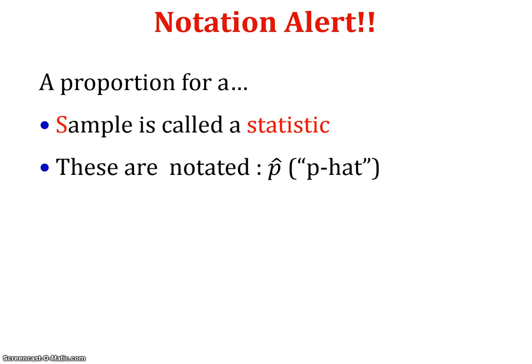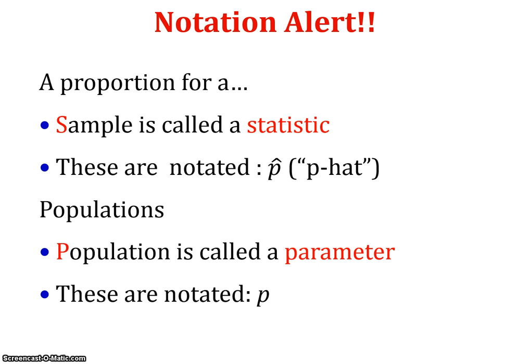Notation is going to be very important, and it's going to be consistent throughout this course. So whenever we are working with a proportion, if we're calculating the proportion based on sample data, anytime we do a calculation based on sample data, the number that we calculate is called a statistic. And in this case, for a sample proportion, we are always going to use the notation p hat. P hat means this is a proportion calculated from a sample.